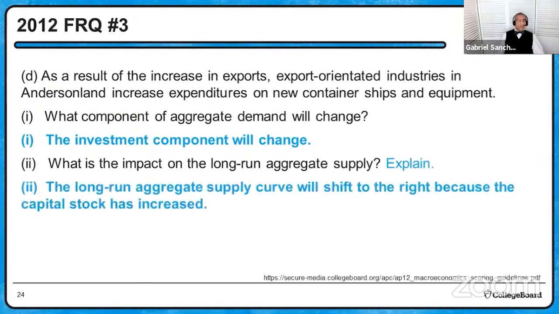Here we go. The long run aggregate supply curve will shift to the right or increase. And this happens because the capital stock has increased. And the key thing for this answer here is this increase in capital stock is what will increase or shift the long run aggregate supply curve. So these container ships and equipment is capital stock. When we increase capital stock, long run aggregate supply will increase and shift to the right. All righty, that was 2012.